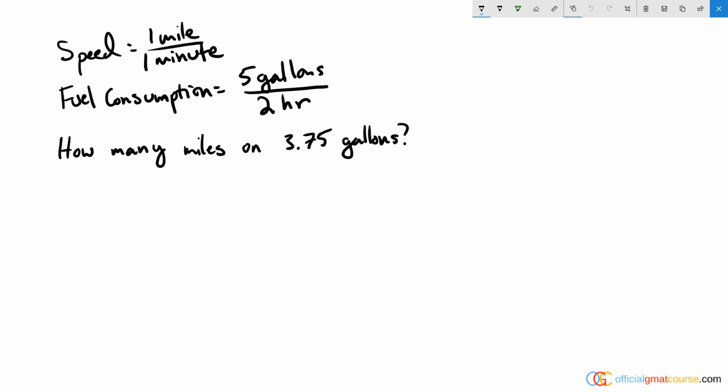All right, fuel consumption questions are not uncommon. We have two rates here essentially. We have a speed, which is in a distance per time, and then we have fuel consumption, which is gallons per some unit of time. So rates are almost always something over time. And here, what we are asked to determine is how many miles did the car drive on 3.75 gallons of fuel. So I'm looking for miles and I'm told how much fuel we have.